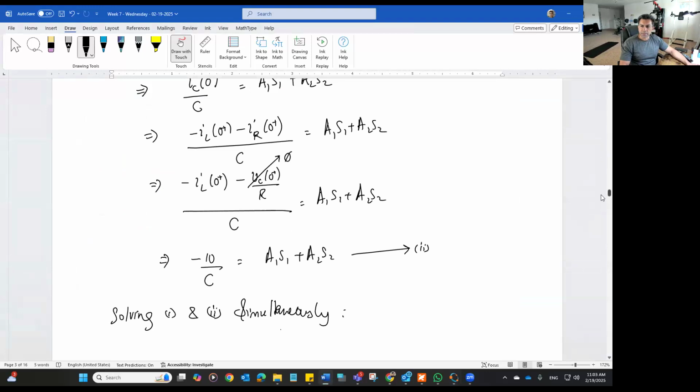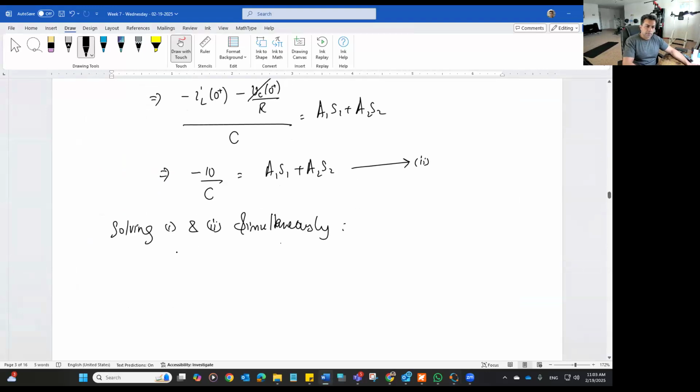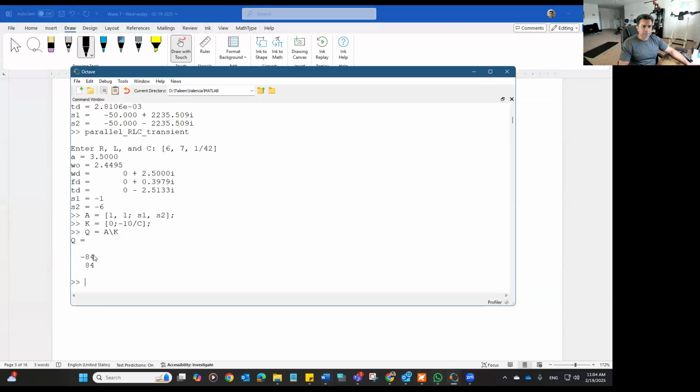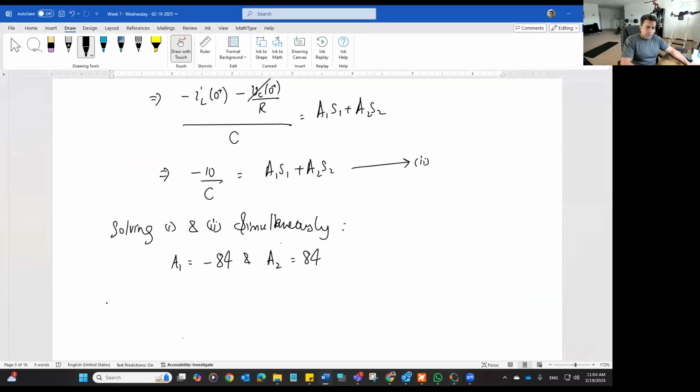Solving 1 and 2 simultaneously. A1 is negative 84 and A2 is positive 84. Which implies our equation for capacitor voltage is A1 e to the power S1t plus A2 e to the power S2t. So I'm going to put down the positive value first.